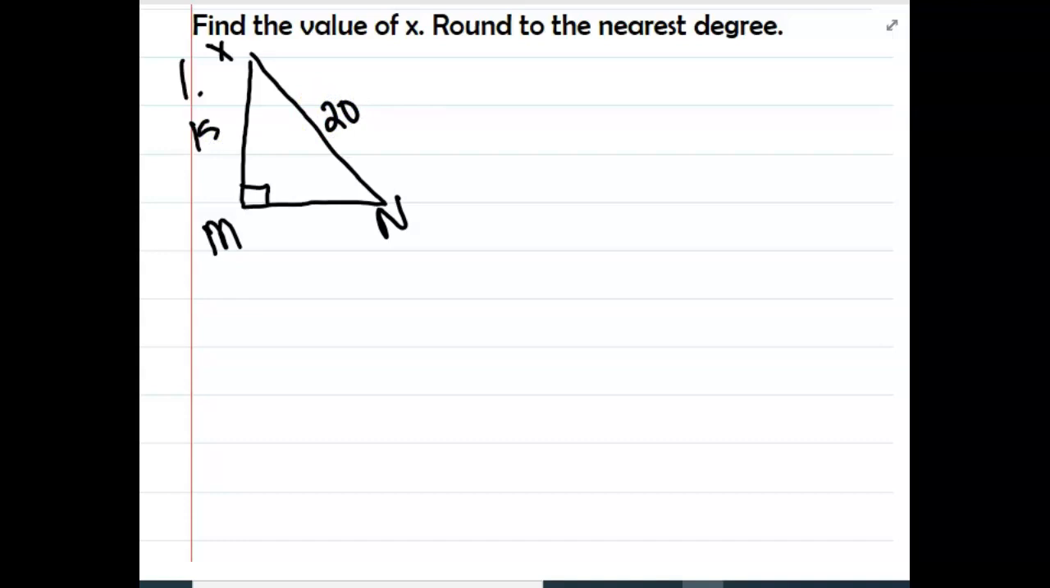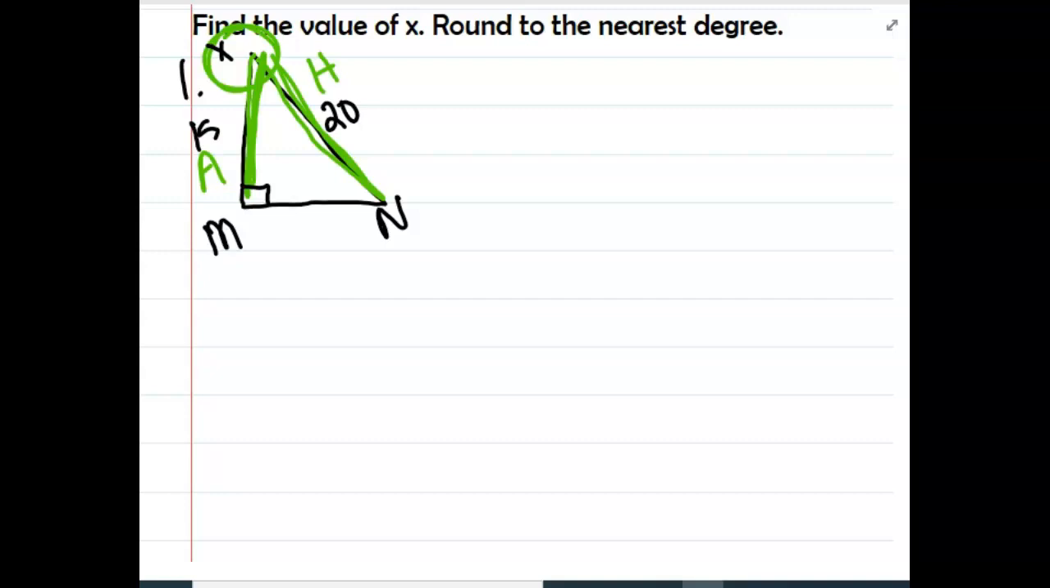Like I was saying, a lot of what we do today is the same as yesterday. I'm looking for the measure of angle x, so we find our angle, and then we look at the sides that we're given in relation to that angle so we can decide which ratio to use. That 15, what side is that in relation to the x? It is the adjacent side. And the 20 is the hypotenuse. So remember, SOHCAHTOA. Which ratio are we going to use?